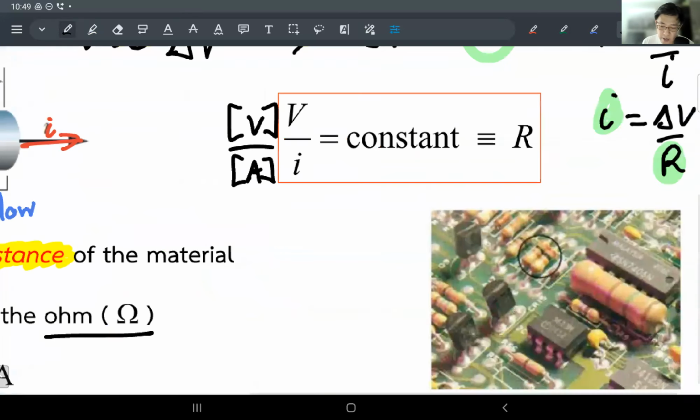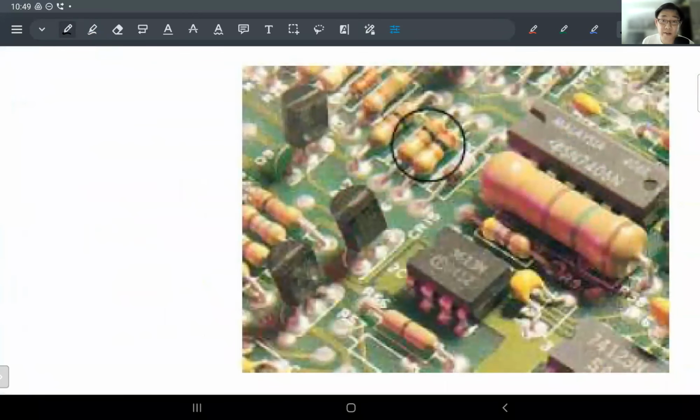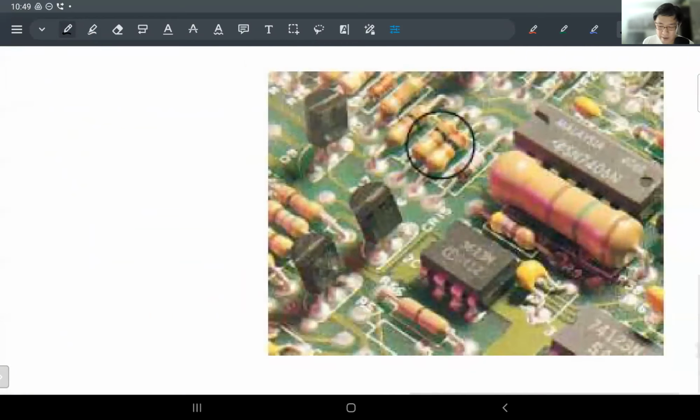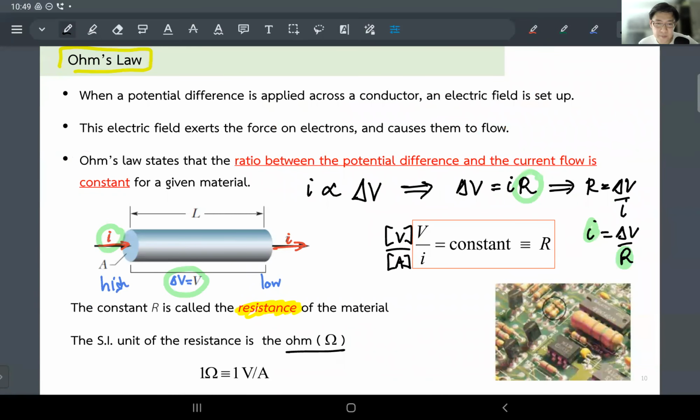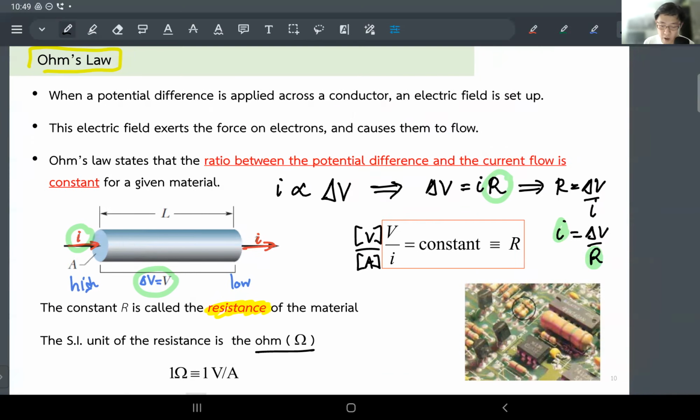And this figure showcases something you have probably seen in some circuit boards, or when you open up some electrical devices, you see a bunch of yellowish, yellow-brownish devices in there. Those are resistors. The resistor is the electrical device that contains a specific amount of resistance. All right, so that's Ohm's law right there.